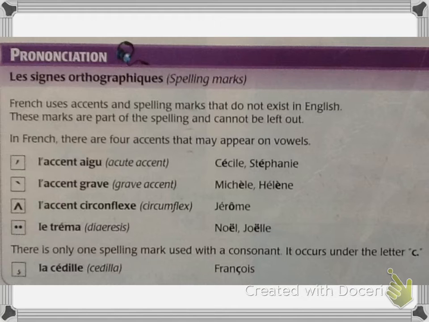Okay, so I don't care too much that you know what the names of these are, but do know that when you're spelling things, you do have to include your accent marks.